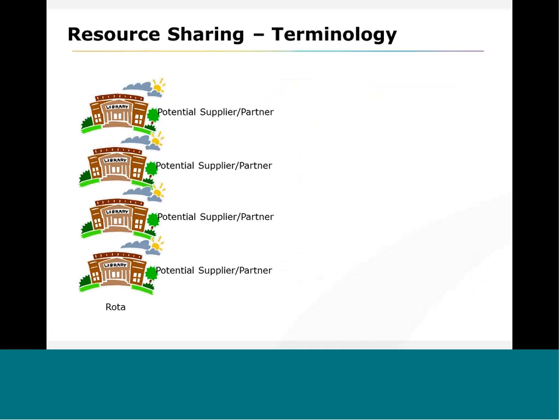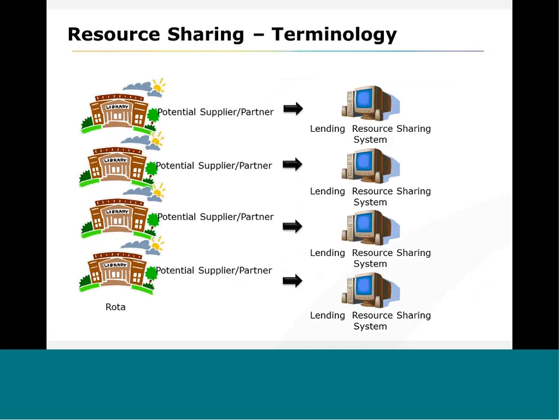Behind each partner in this ROTA, there is some lending resource sharing system. Meaning if the borrowing system selects the first partner, it's actually going to be communicating with the lending resource sharing system, which manages or is managed by that partner, and so on. So each partner in the ROTA is actually a resource sharing system with which the borrowing system will be communicating.